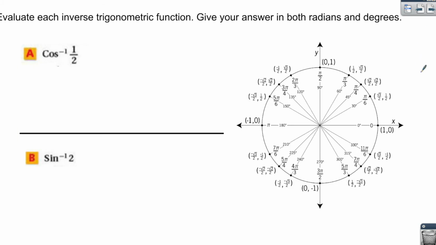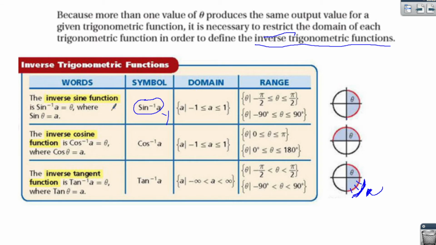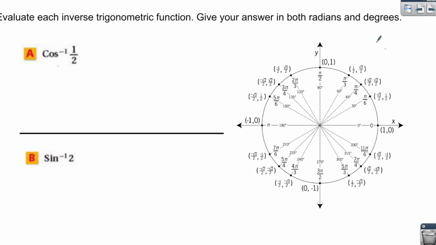Right here, evaluate each inverse function and give your answer in both radians and degrees. Notice how it actually instructs you. So this one, you're looking for an inverse function. You're going to use the restrictions that we mentioned in the previous slide. All right, let's start with cosine. For inverse cosine 1/2, go back a little bit. For cosine, we said we need to narrow it down to the top two quadrants. So we're narrowing it down to these two up here.